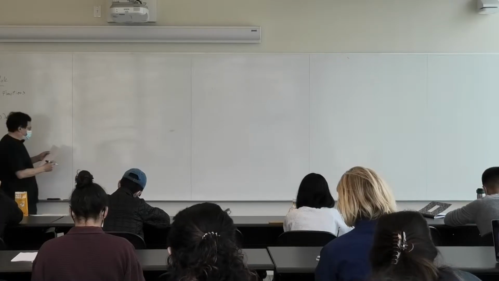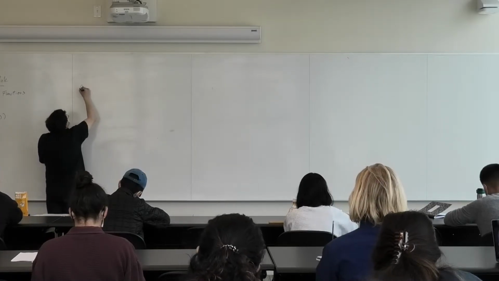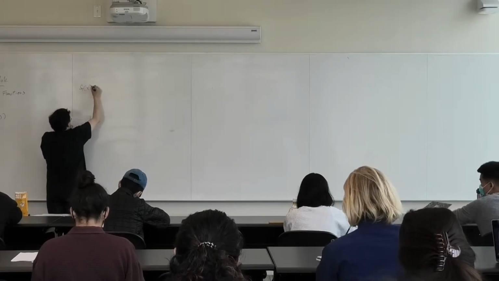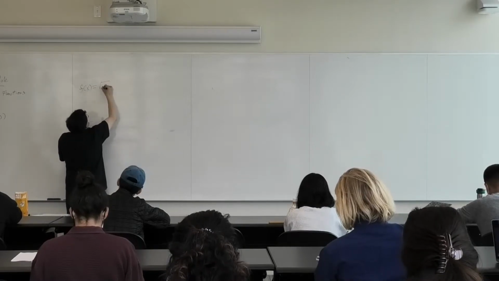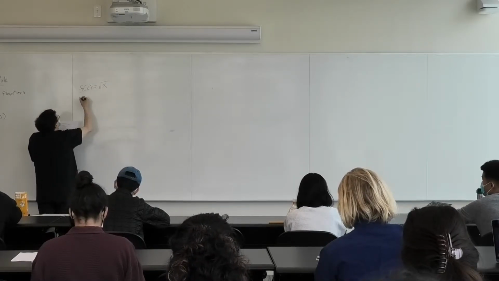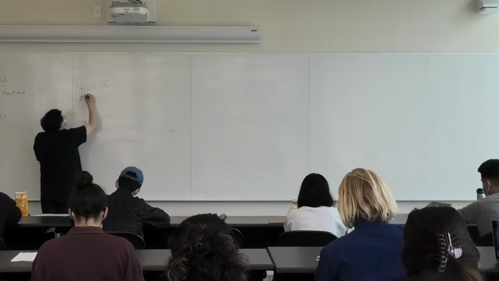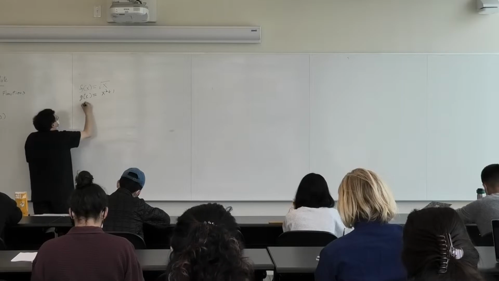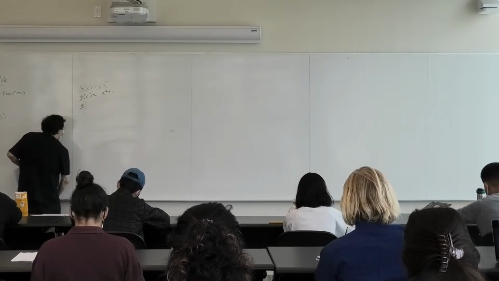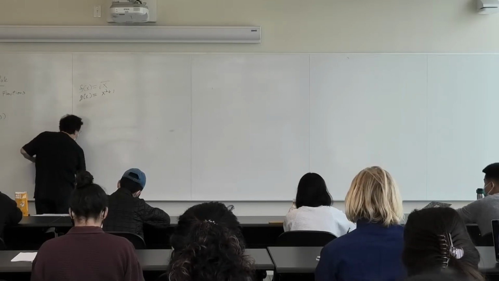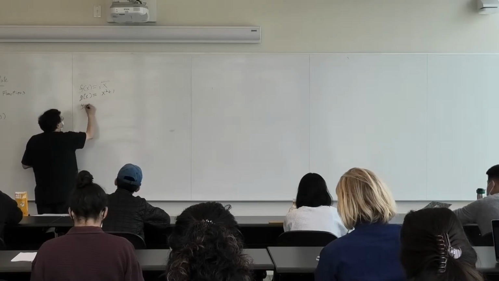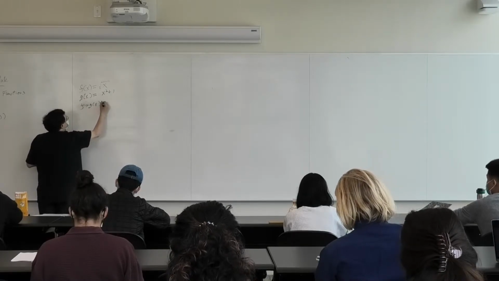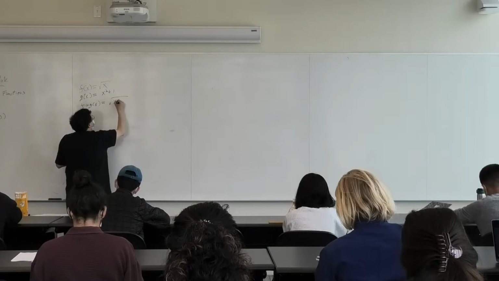Let's take kind of a real example. We'll just say f of x equals the square root of x, and g of x equals x squared plus 1. So f of g of x is the square root of x squared plus 1.